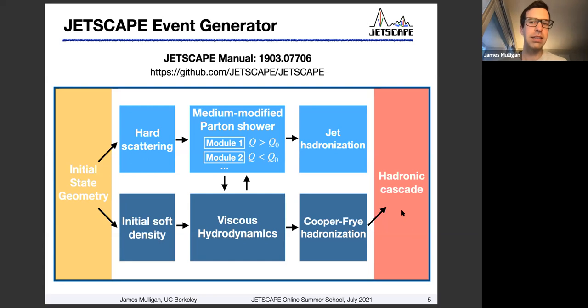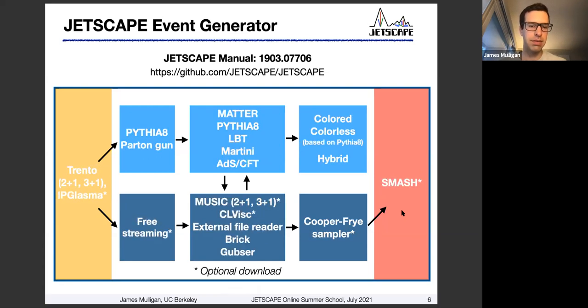Now, what exactly is implemented in JETSCAPE? Is shown here. So for the initial state, we have Trento and just recently IP Plasma. For the jet hard scattering, we use Pythia 8 usually. There's also a parton gun you can take if you want to do kind of more simplified studies. For the medium modified parton shower, we have kind of a whole list of physics models that are here, as well as a few different hadronization methods.